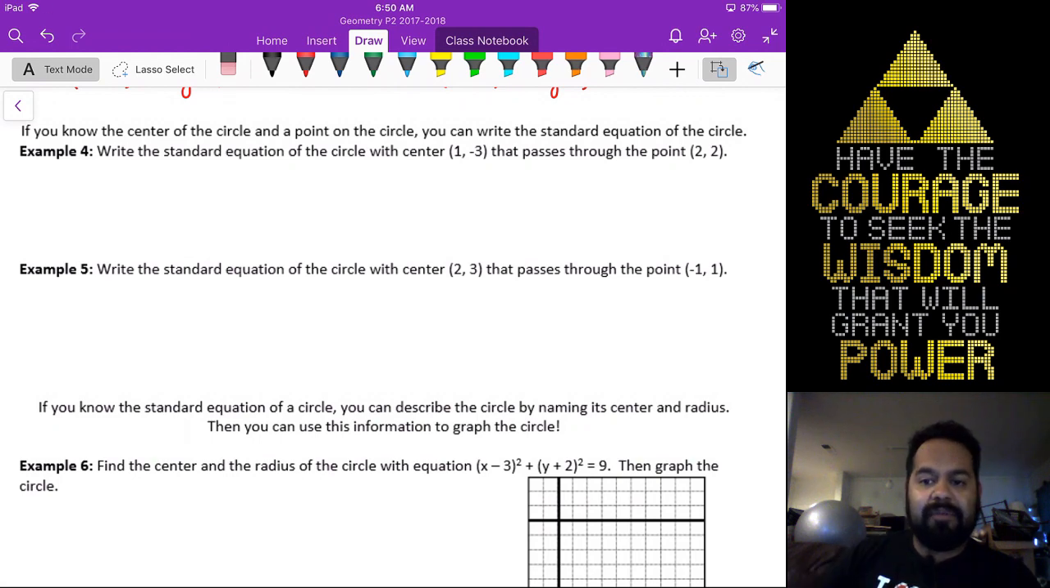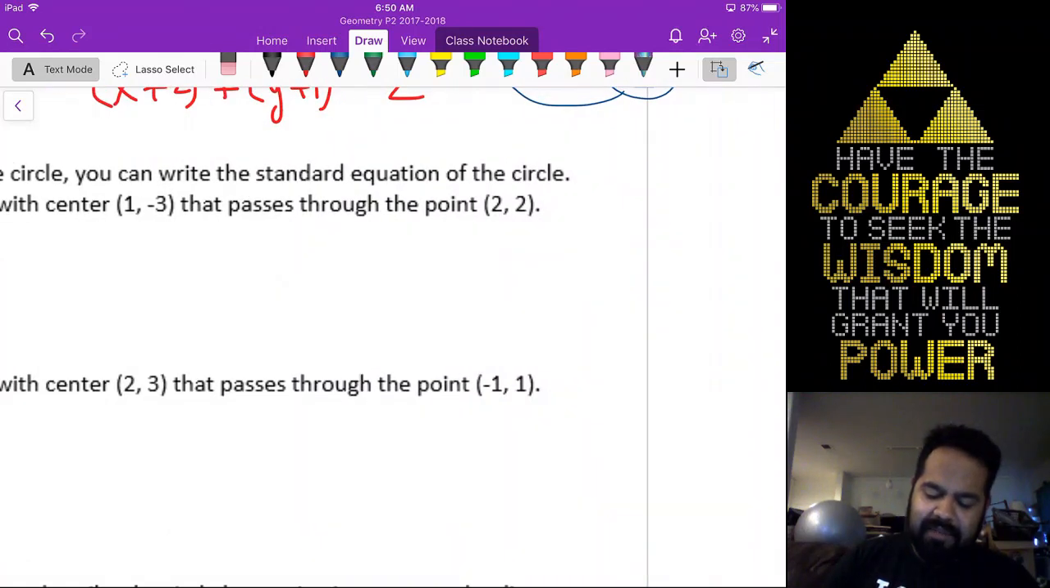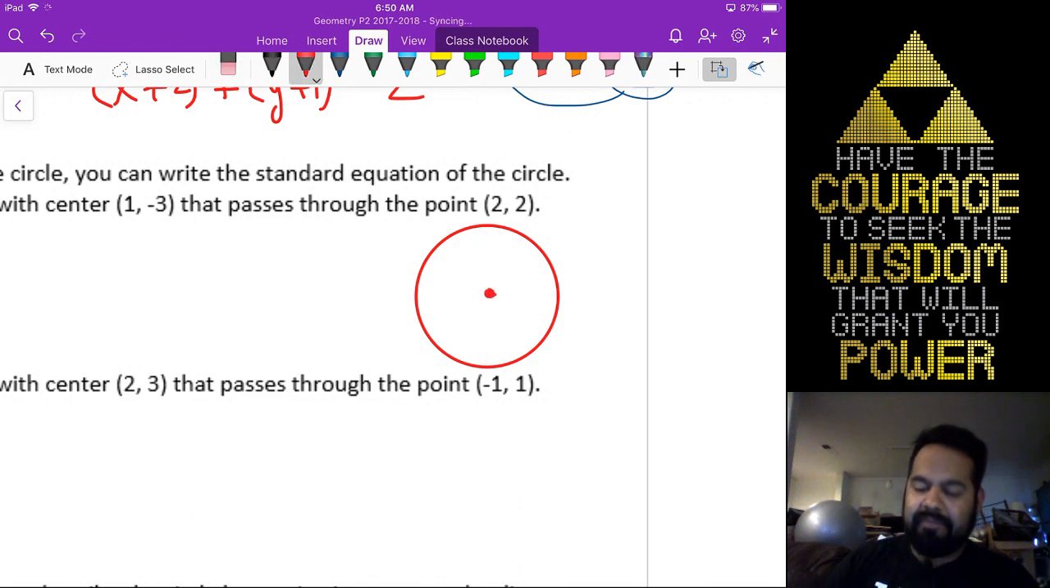All right. Now, if we know the center of our circle and we know a point on the circle, we can still write the equation, because what's really happening here, I'm just going to draw a generic circle. Don't know what happened there. Is that if my center is here, and I have a point on the circle, like right there, that point and that center get me the radius.